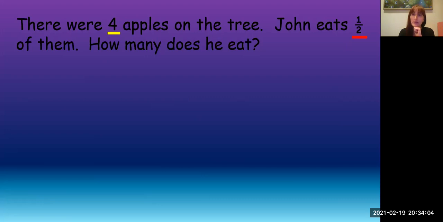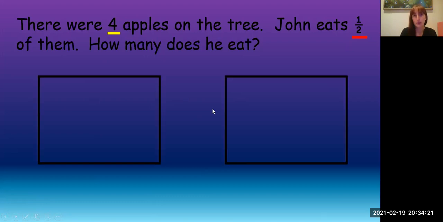So that's the next step, isn't it? What am I going to do? I'm going to halve 4. So to halve 4, I'm going to split it into how many groups? Look at my fraction. What's the bottom number? I'm going to split 4 into 2 equal groups, aren't I? So I'm going to draw 2 groups on the board. Here they are, 1, 2. And I'm going to share those apples out. I'm going to put 1 in each group, taking it in turns until I've shared them all out.